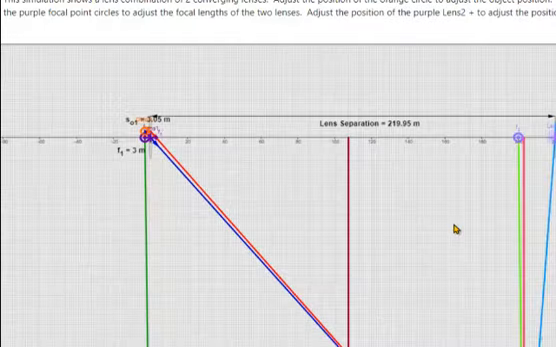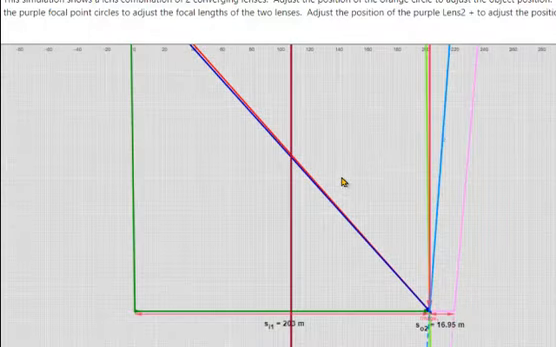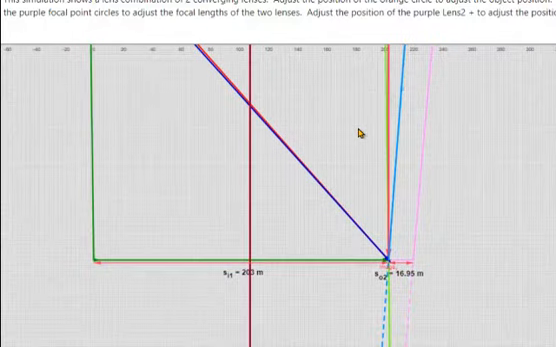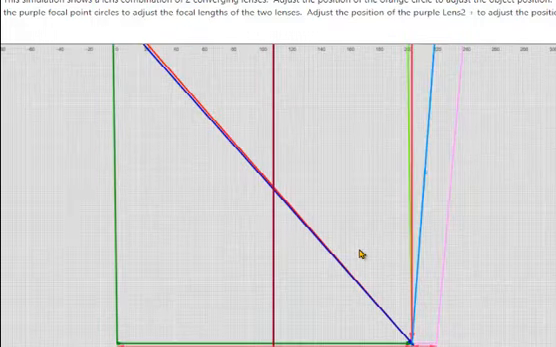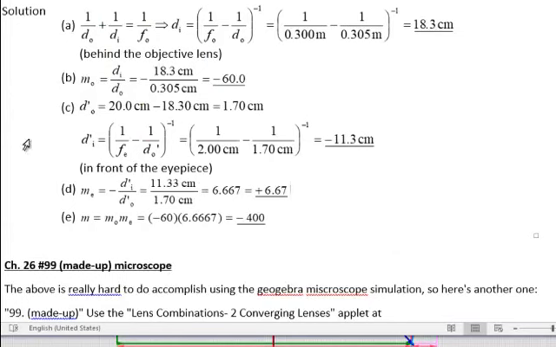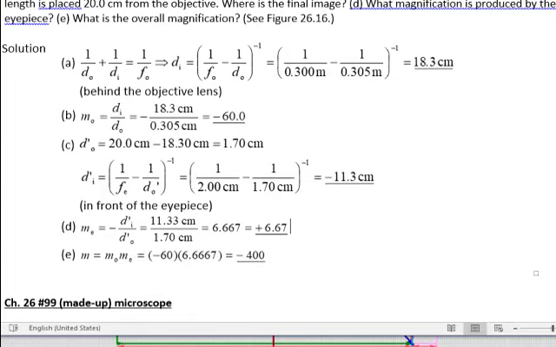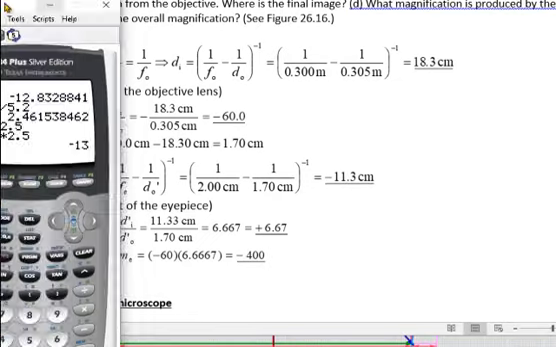Apparently when we do that we get an image distance. Notice how much I have to zoom out. Apparently we get an image distance of, I want to say, is that 203 centimeters, I think. So that's kind of what we're going to get. Let's see. Yeah, actually it's 18.3. Again, the applet is a little bit off as far as the calculation is concerned for this one.